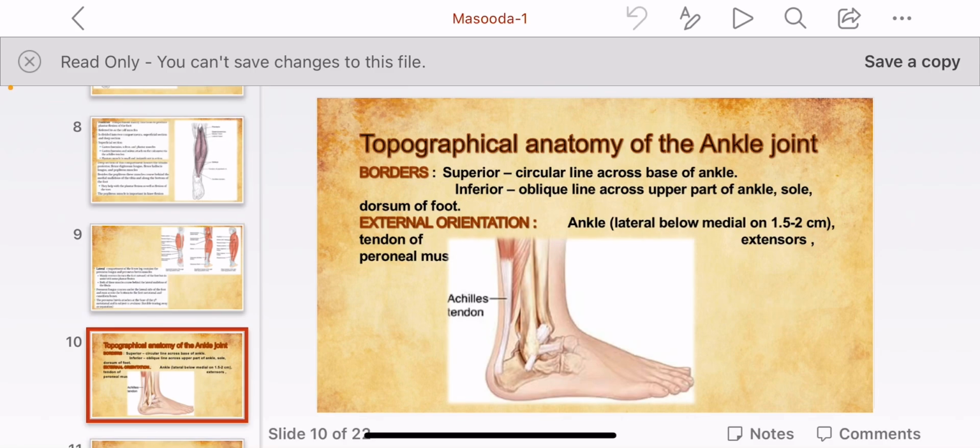Now we are going to topographical anatomy of the ankle joint. Borders: superiorly, we can imagine a circular line across the base of the ankle. Inferiorly, we can imagine an oblique line across the upper part of the sole and dorsum of the foot. External orientation: lateral below medial by 1.5 to 2 centimeters, tendon of extensor peroneal muscles.